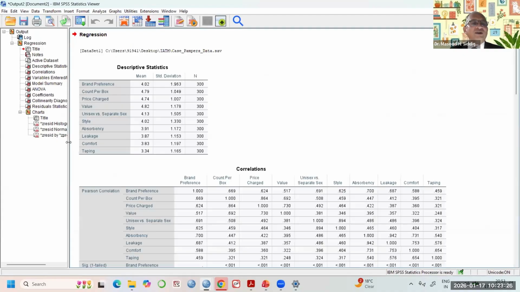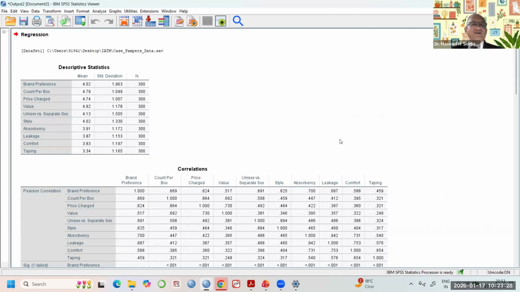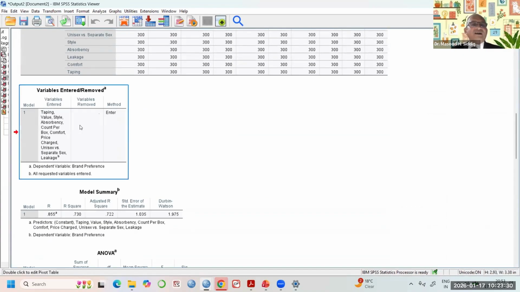Now this is the model. This is the output that we get. We will be discussing different tables, not in a linear fashion, because some tables need to be discussed previously and some tables need to be discussed later on.